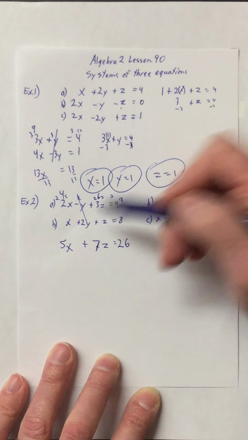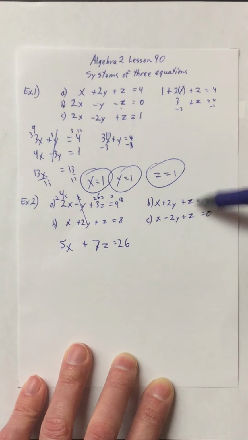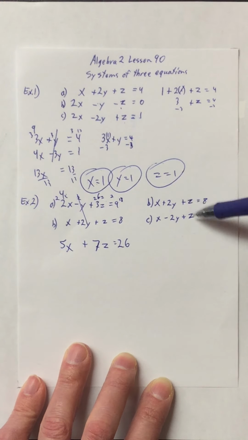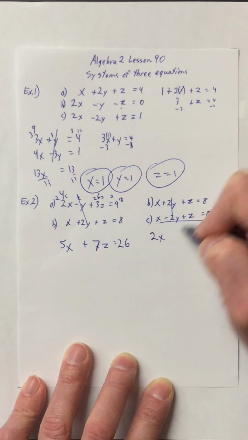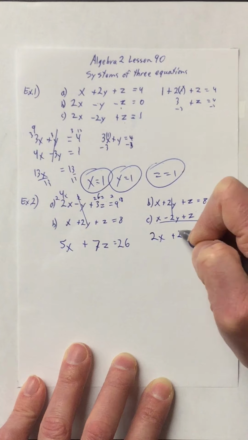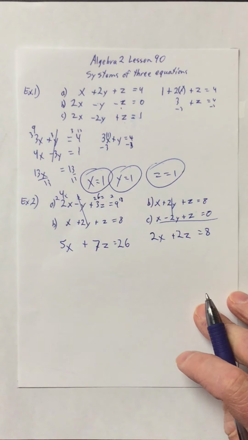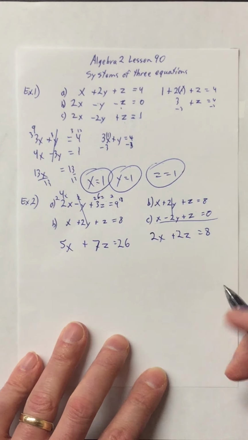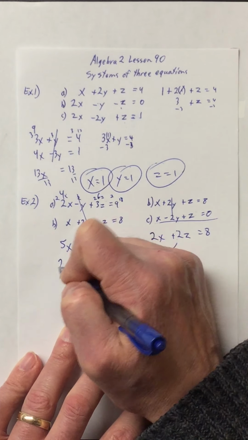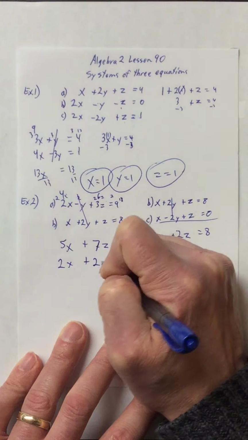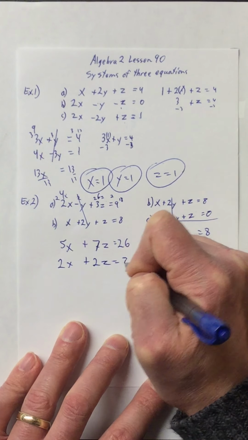So what that did for me is it canceled the y. Now I want my y's to cancel over here, and that is actually set up already. So let's add those together. I get 2x, my y's cancel, plus 2z is equal to 8. Then I take those and pile them on top of each other. So I'm going to write that over here: 2x plus 2z is equal to 8.